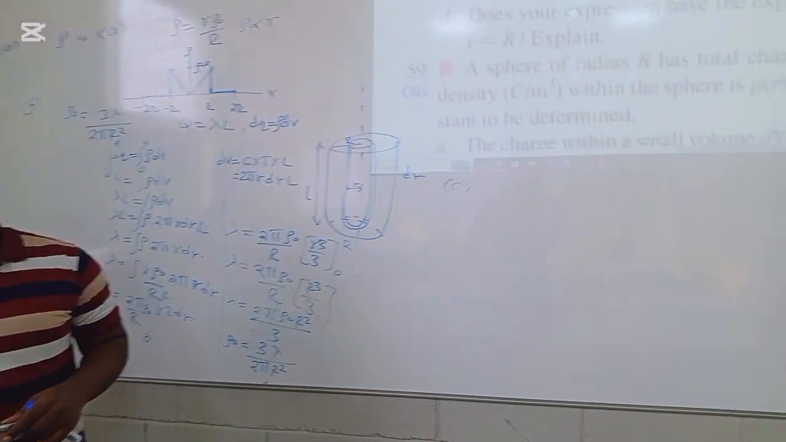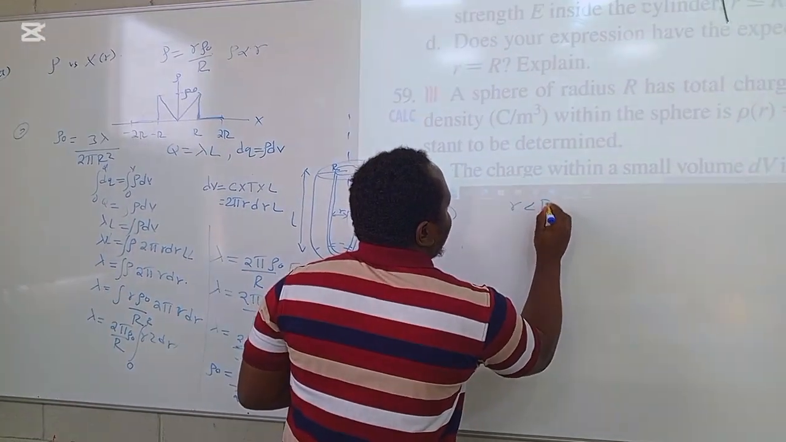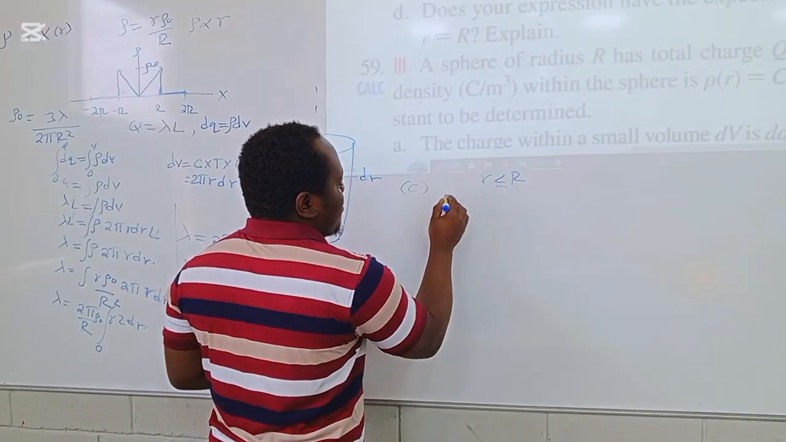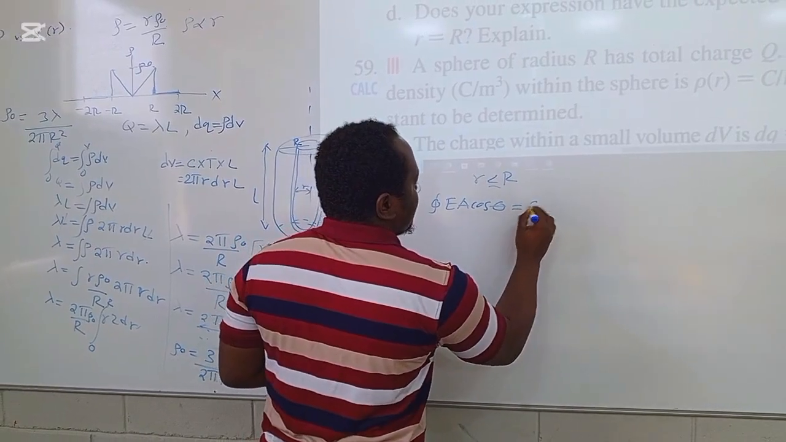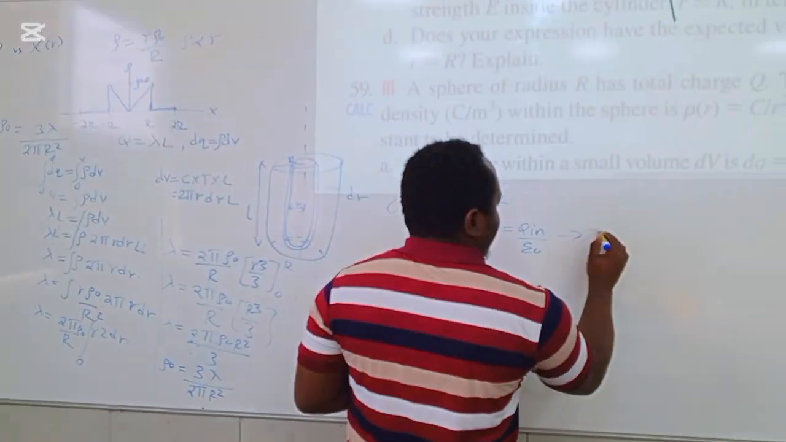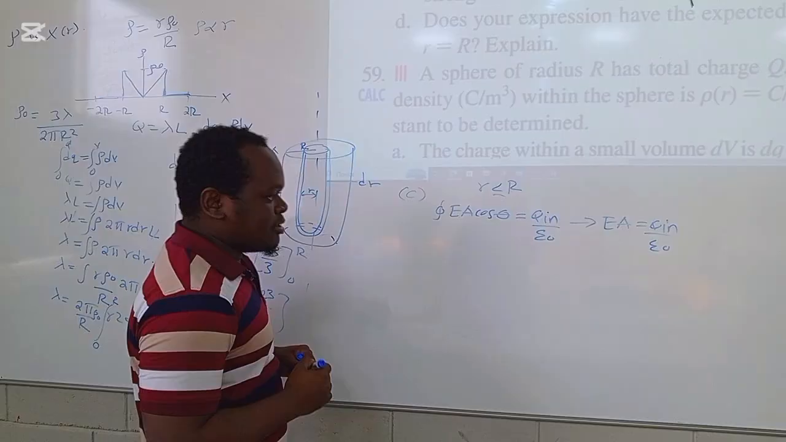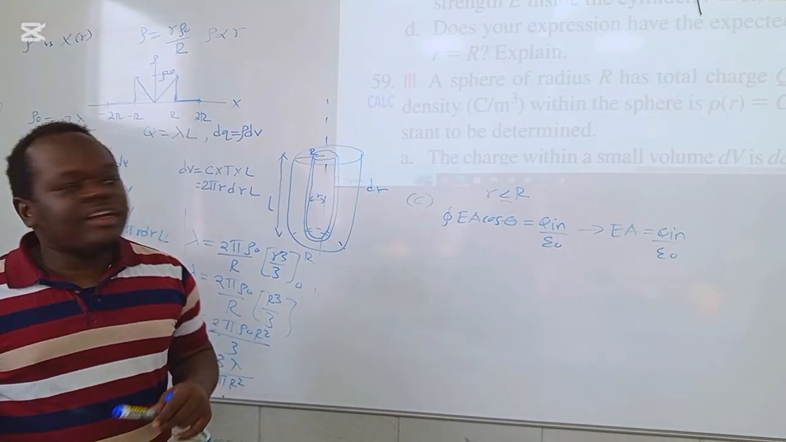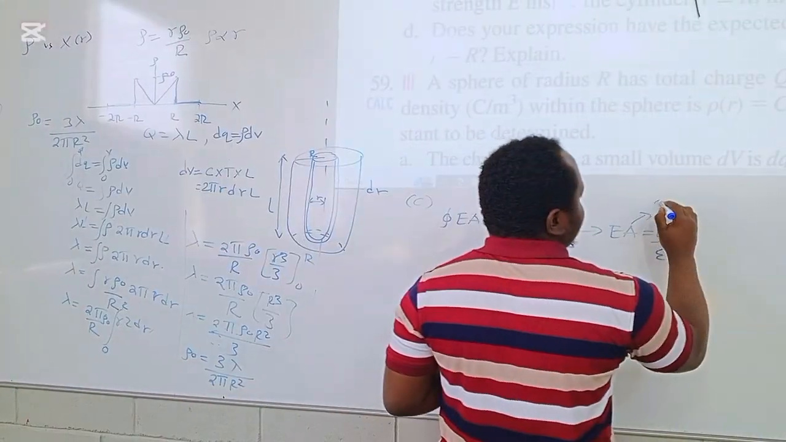C says to use Gauss's law to find an expression for the electric field where r is less than R capital. Gauss's law, if you remember, is E A cosine of an angle equals Q in over epsilon naught, which can also be written as E A equals Q in divided by epsilon naught. We need to find the expression for the electric field. From our formula, what is A? The area of a cylinder.